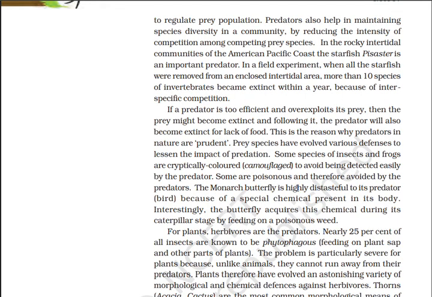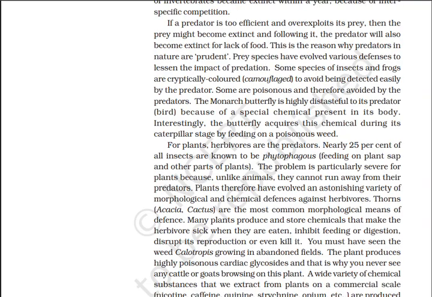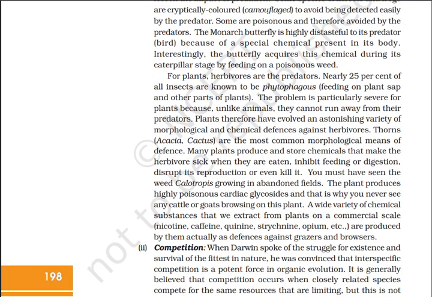The monarch butterfly is highly distasteful to its predator bird because of a special chemical present in its body. Interestingly, the butterfly acquires this chemical during the caterpillar stage by feeding on a poisonous weed.